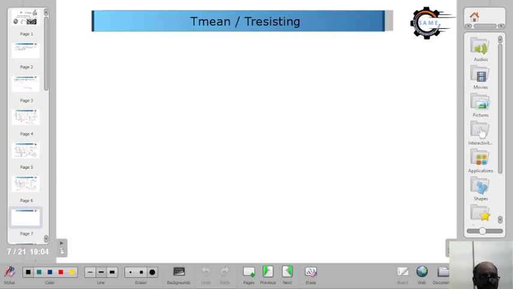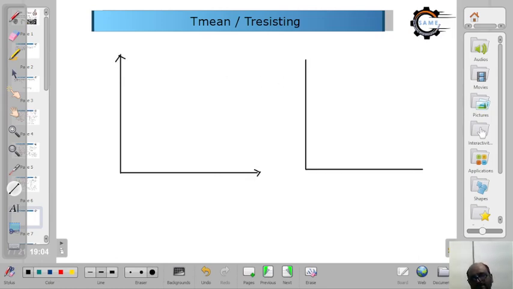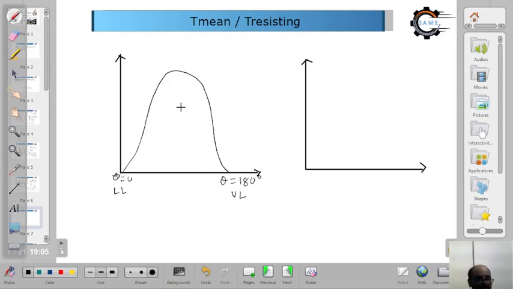Now we'll see what the T mean is. The T mean means resisting torque. Let me differentiate here so that you will understand this. See, this is how we are getting it in one cycle, as we have just seen. Theta is equal to zero here, and theta is equal to 180 degrees here. This is the lower limit and this is the upper limit of theta. This is the area we are getting under this T versus theta diagram. This is the crank angle, right?